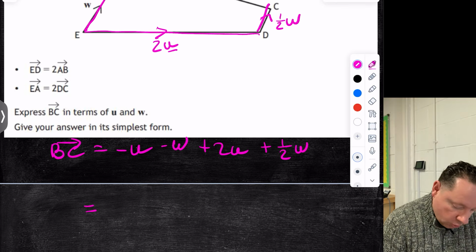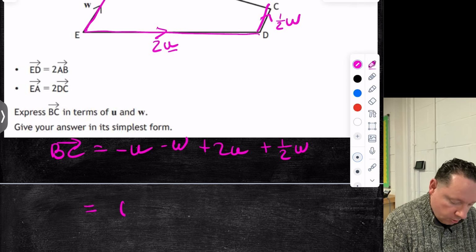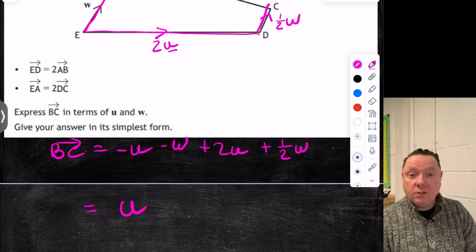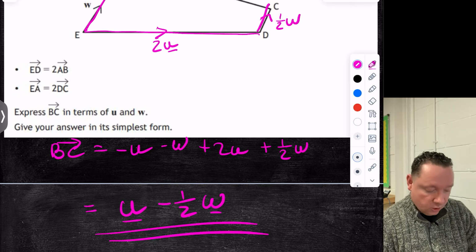Simplifying everything else, the U's go together, minus 1U plus 2U is just U, and then minus 1W plus a half W is minus a half W, and we're done there. We'll just put little underlines on it because they are vectors.